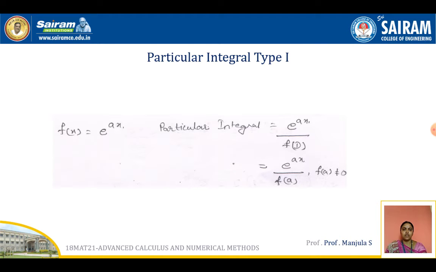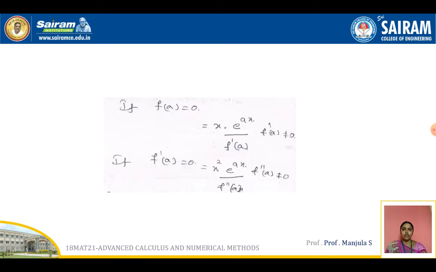Here we have to remember that the denominator should not be equal to 0. If the denominator is 0, then we have to apply the ordinary rule. What does that ordinary rule mean? The numerator is multiplied by the independent variable x and the denominator is differentiated with respect to D. After differentiating we get f dash of D. Once again you replace D by a, so we get f dash of a. Again the denominator should not be equal to 0.